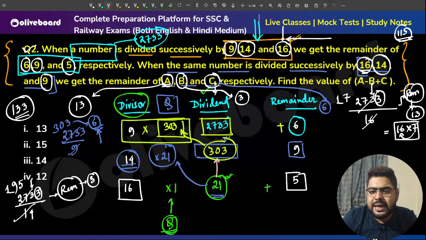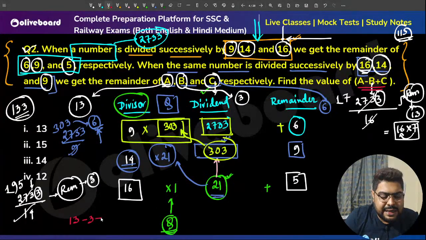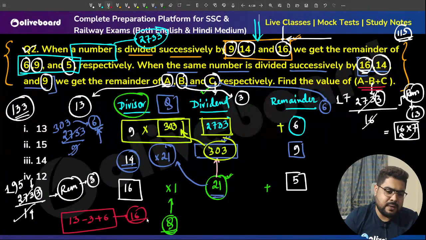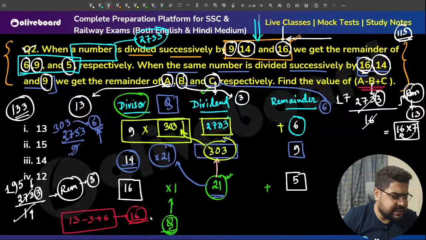So they are asking A minus B plus C, sir. 13 minus 3 plus 6, this is 16, but the option is not there. This was wrong.